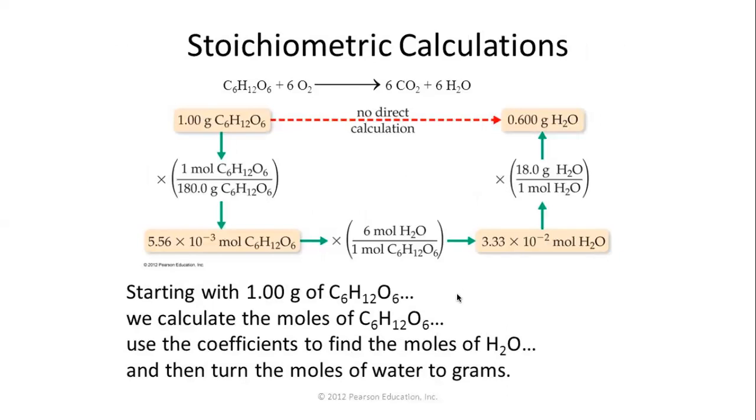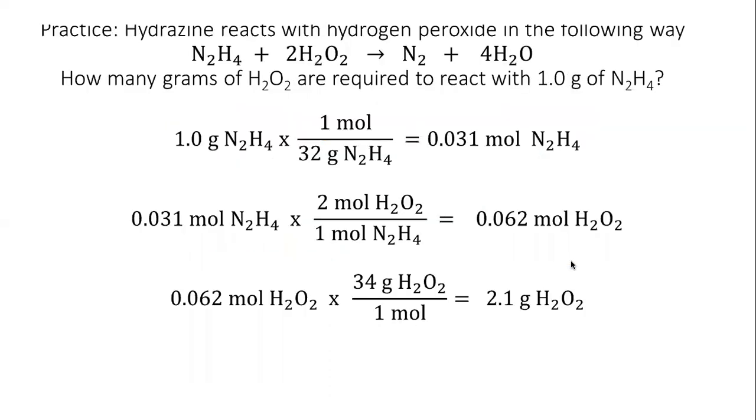So you can take some time and just look at why we need to do this. There's no direct calculation to go from our products to our reactants. And so that's why we first start with our starting material. We calculate the moles. We use the coefficients to find the moles of water and then turn the moles of water to grams. So this is our workflow for how we're going to start with moles or grams of one product and go to grams of the other. These conversion factors that we learned along the way are going to help us get to that answer.